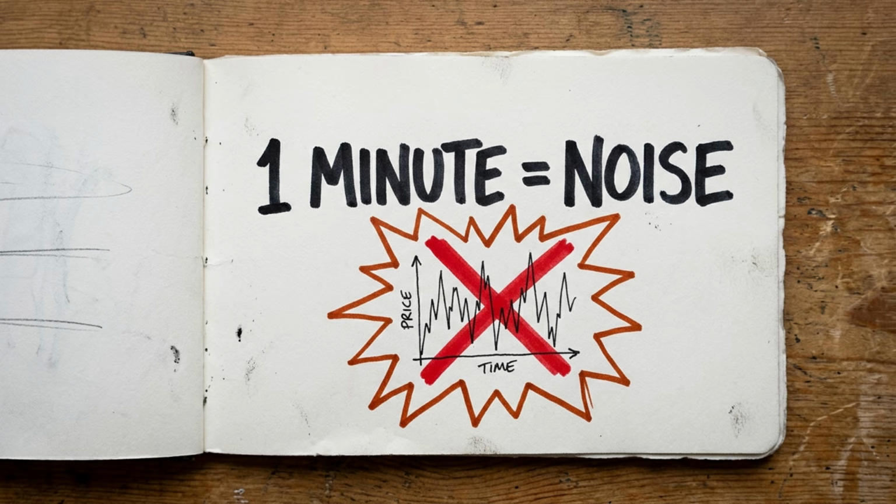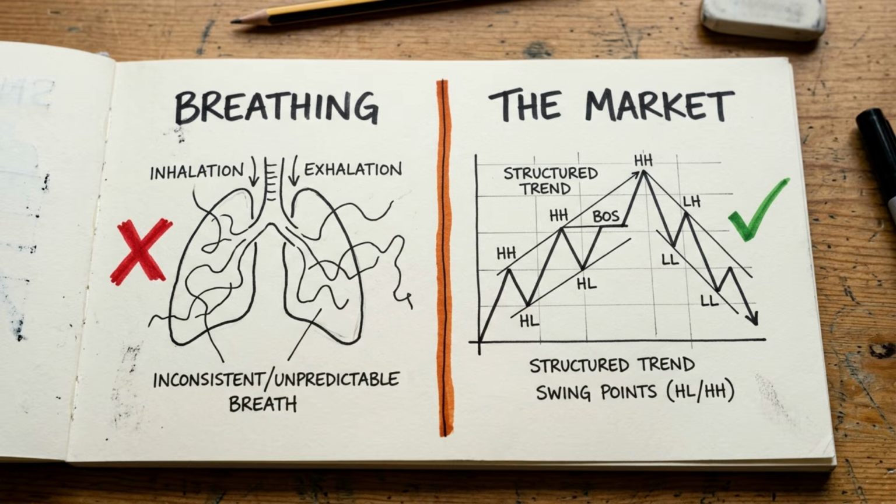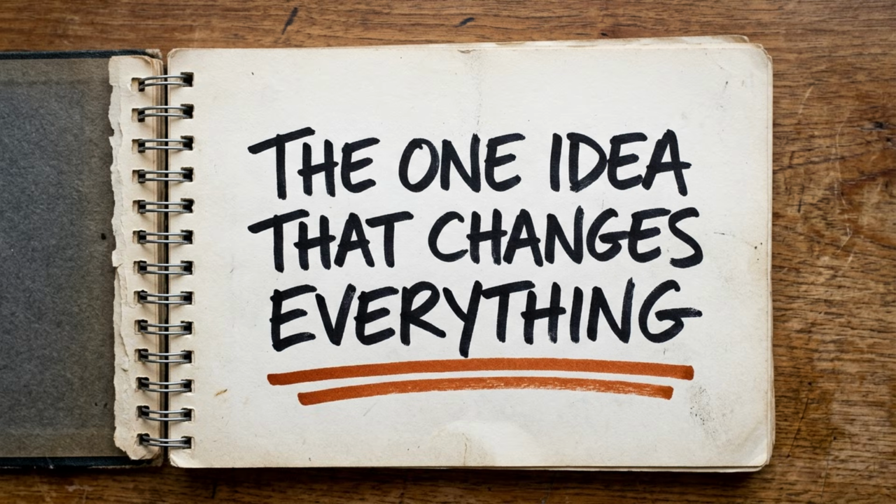Every small wick, every tiny sweep, every micro rejection. Most of it means nothing. You're not reading the market on the 1 minute, you're reading its breathing. And trying to trade breathing is how accounts get destroyed. Here's the one idea that changes everything.